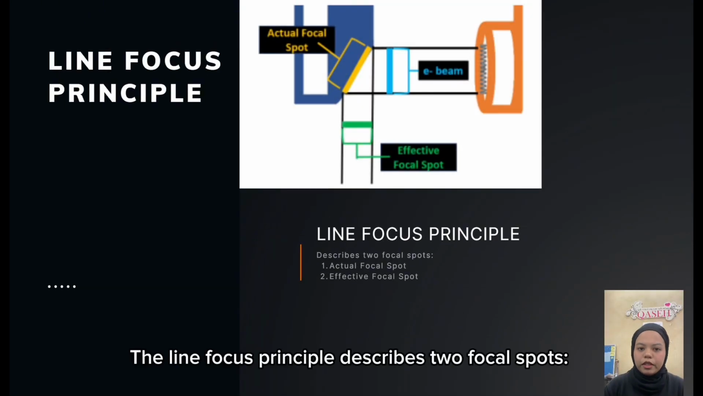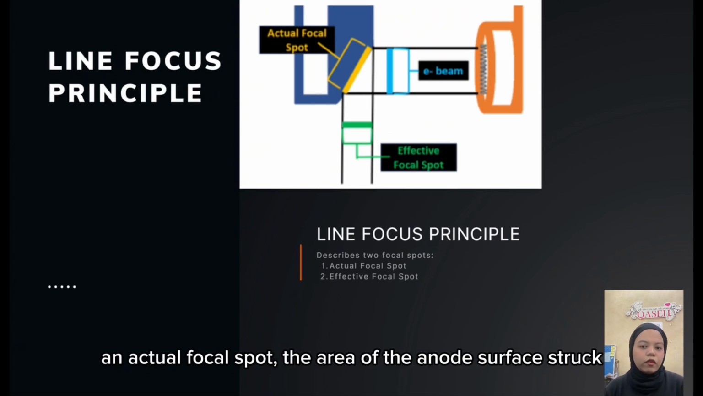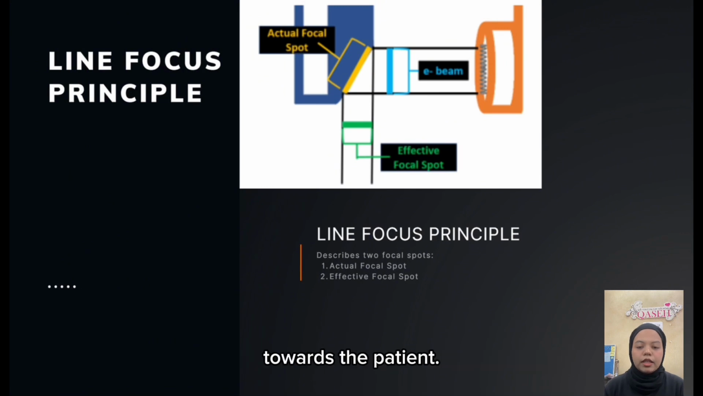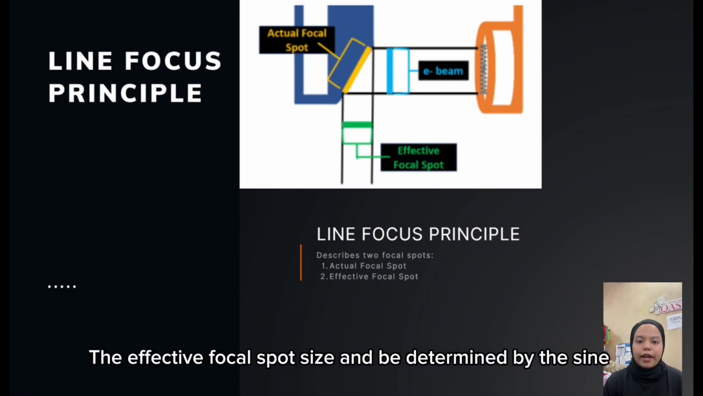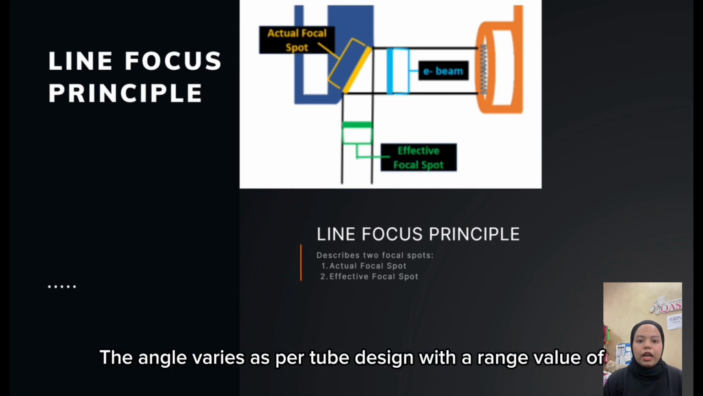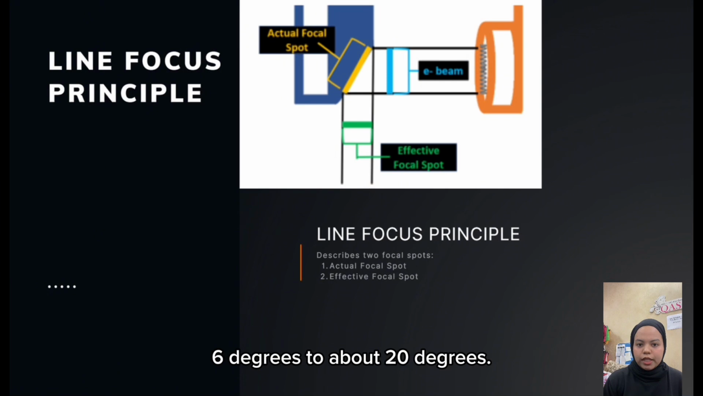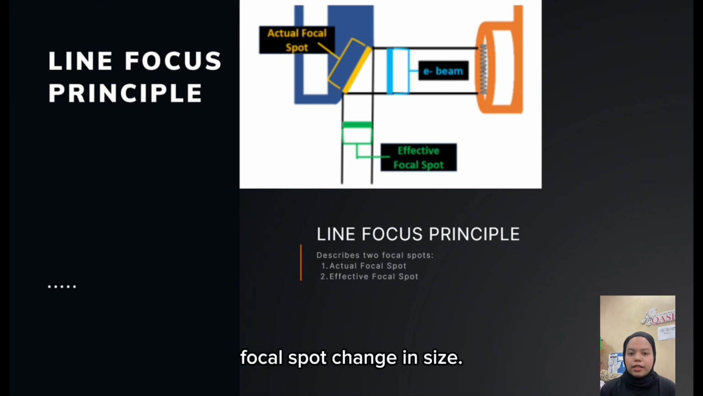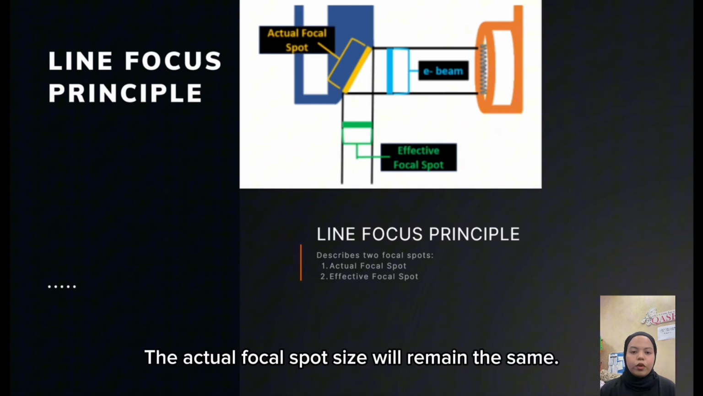The line focus principle describes two focus points: an actual focus point, the area of the anode surface struck by the electron beam, and the effective focus point, which is the area of the X-ray beam as it is directed towards the patient. The effective focus point size can be determined by the sine of the angle of the anode surface. The angle varies as per tube design, with a range of 6 degrees to about 20 degrees. As the anode angle changes, only the effective focus point changes in size. The actual focus point size will remain the same.